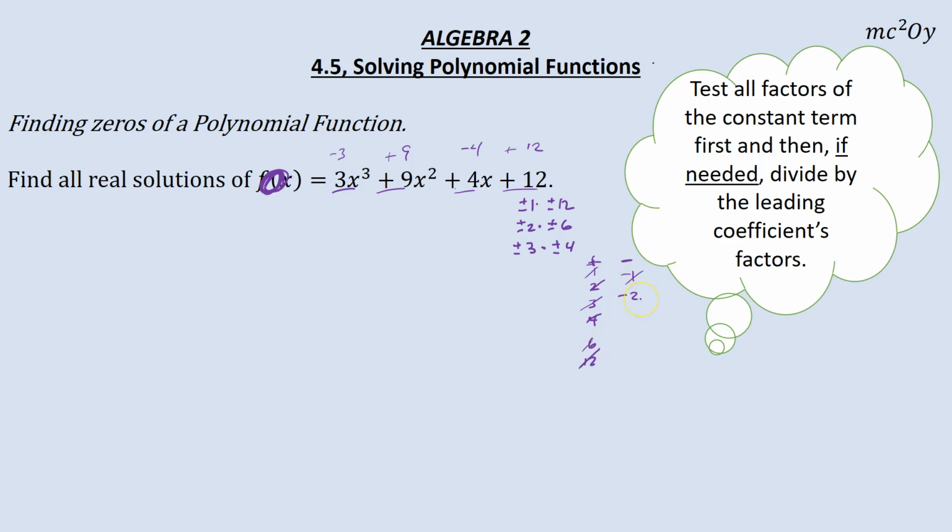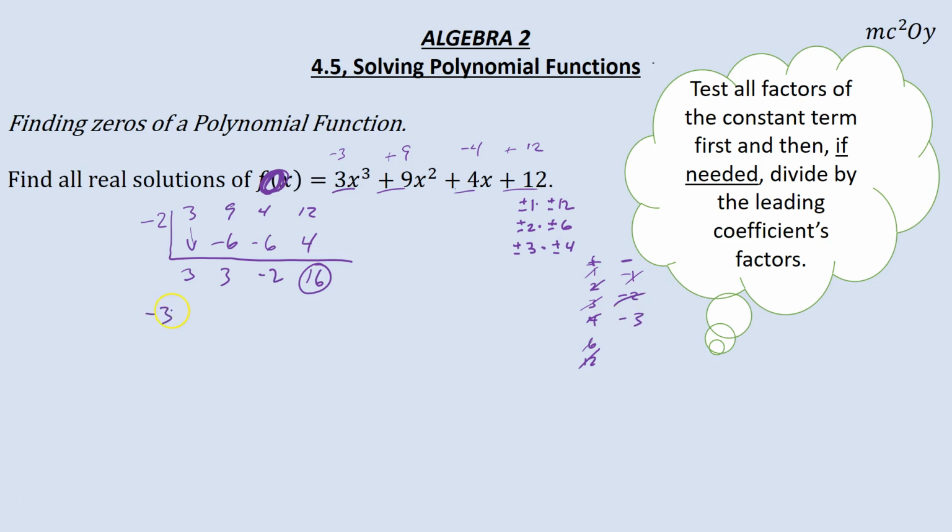Let's try -2. And I'm going to go ahead and use synthetic division. Try -2. Okay. So I'm going to put my 3, my 9, my 4, my 12. Okay, drop 3. That's -6 now. 3 gives me -6 again. That's -2, and that's 4, and that is 16. So I have a remainder of 16. -2 does not work.